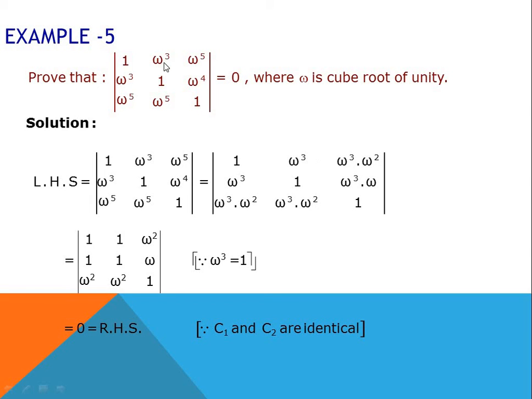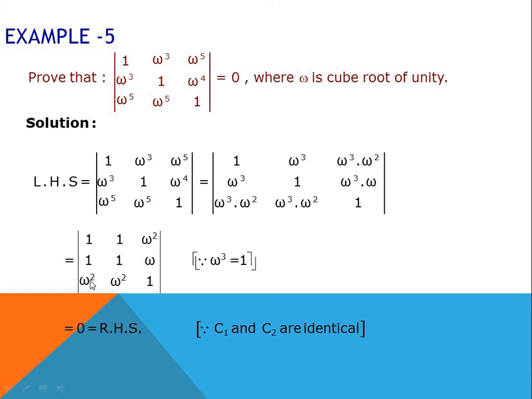Fifth example, prove that the value of this determinant is equal to 0, where omega is the cube root of unity. So omega cube will be equal to 1. What is the meaning of this? Omega cube will be equal to 1. Now in this case, if omega cube is equal to 1, we can express omega raised to 5 as omega cube into omega square. Fine. So whenever omega to the power 5 is there, we have reduced it into omega cube into omega square, and then substitute omega cube is equal to 1, which is given in the equation. So finally we will get this determinant as 1, 1, omega square, 1, 1, omega square, 1.